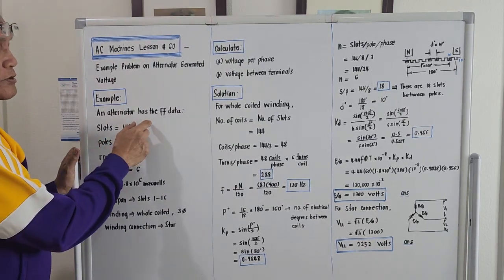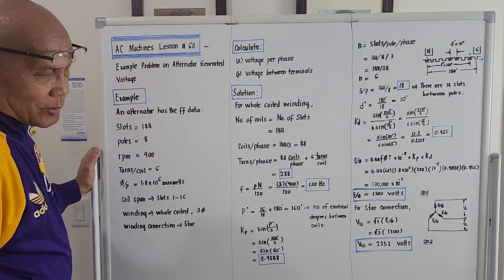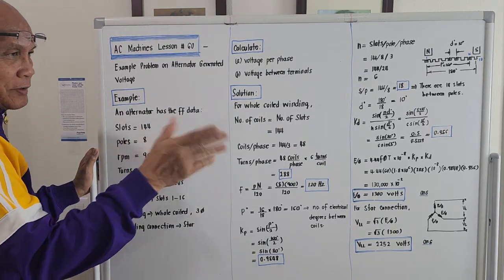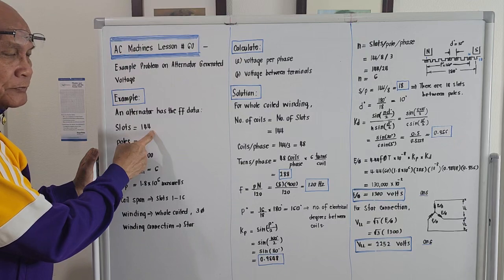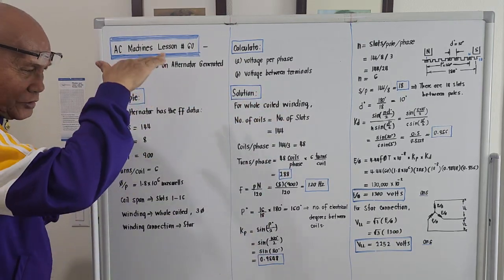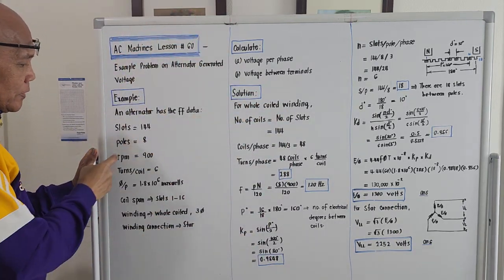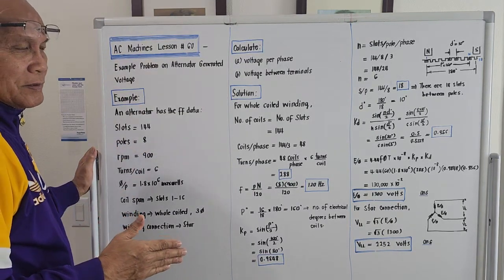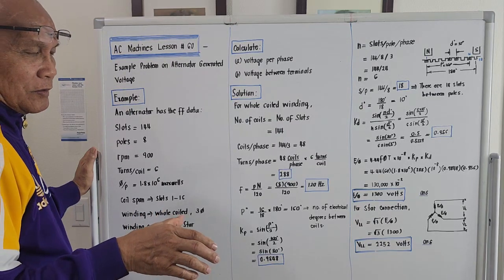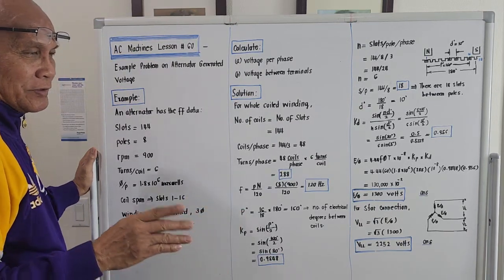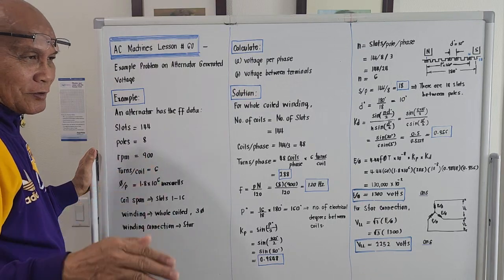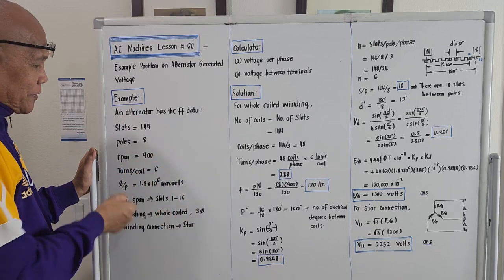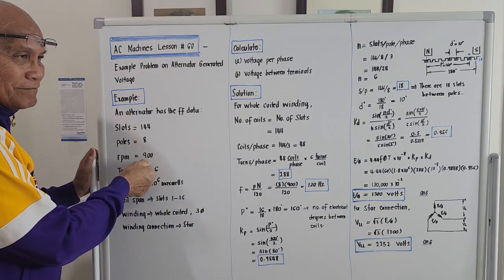An alternator has the following data. The total number of slots on the alternator will be 144. It's slots, 144. So this should be a very big alternator. The number of poles is 8. Eight is a little bit on the low side, so we are expecting that the alternator should rotate more or less near 1000. And actually the given RPM is 900 revolutions per minute.